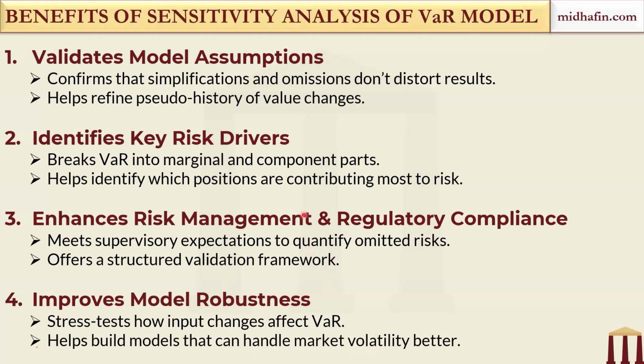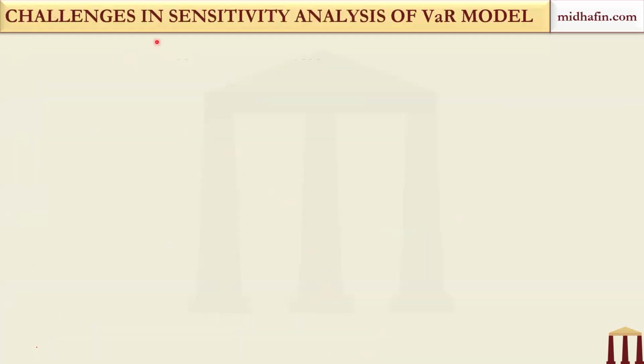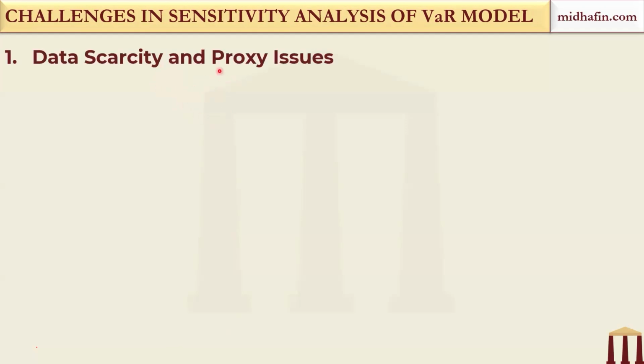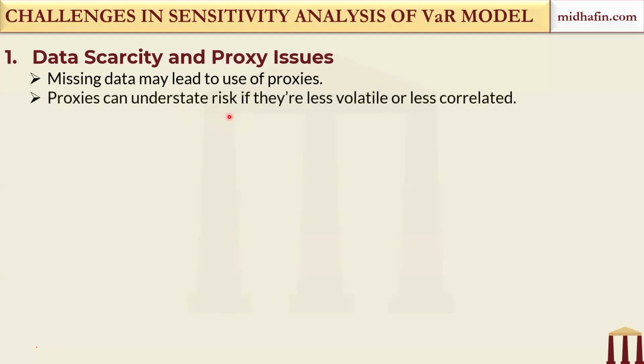Okay, now since we have seen the benefits, it's also important that we see the challenges as well. Okay, so we have to be real. Sensitivity analysis is powerful, but it is not always easy to pull off. There are a lot of challenges involved. So what is the first big issue? Data scarcity and proxy issues. Okay, so if you don't have clean data for certain positions, you might end up using a proxy, but the problem is that the proxy might be maybe less volatile or maybe not closely correlated. Okay, and which means that your model might underestimate the real risk.